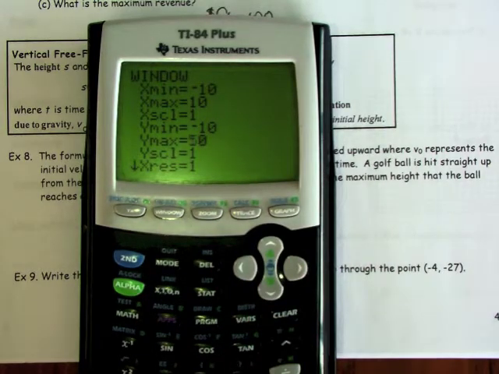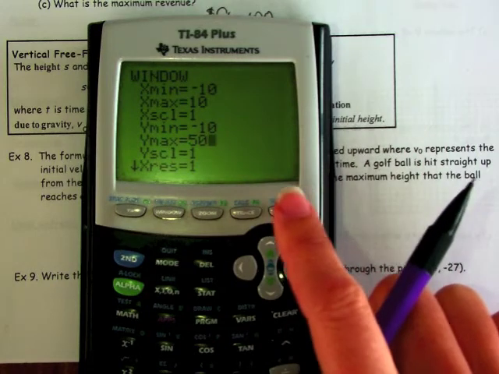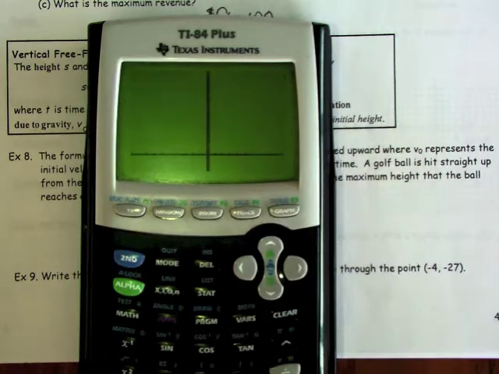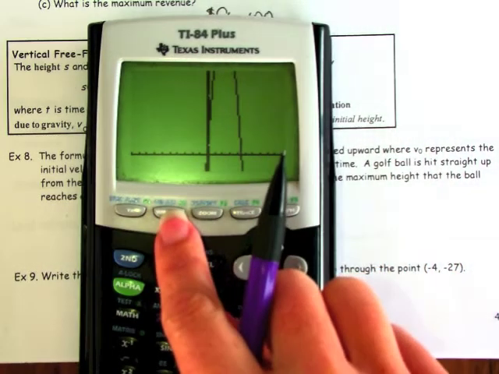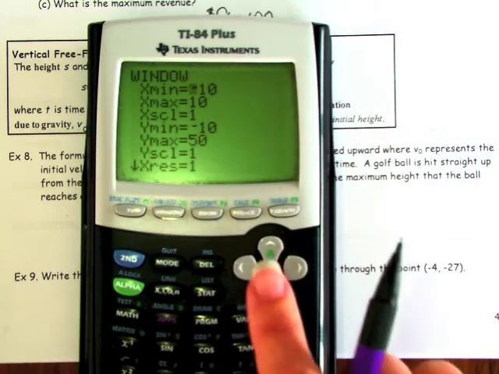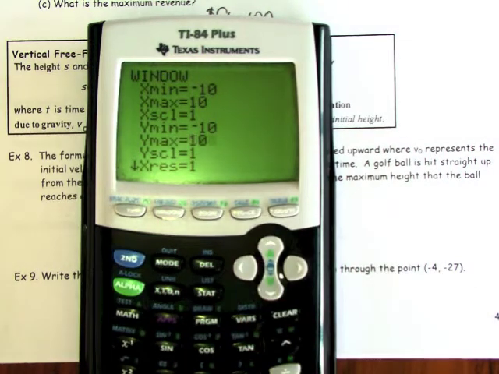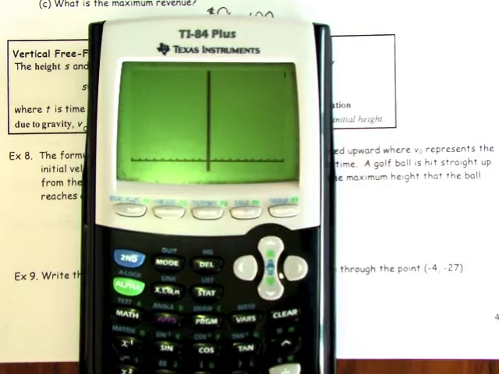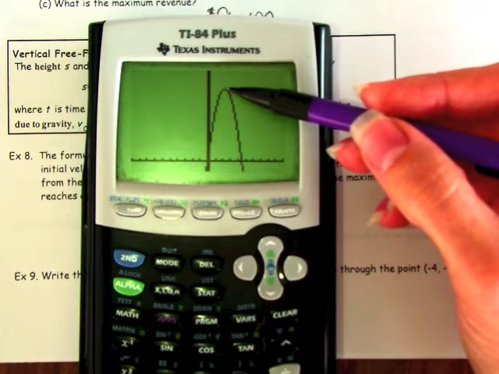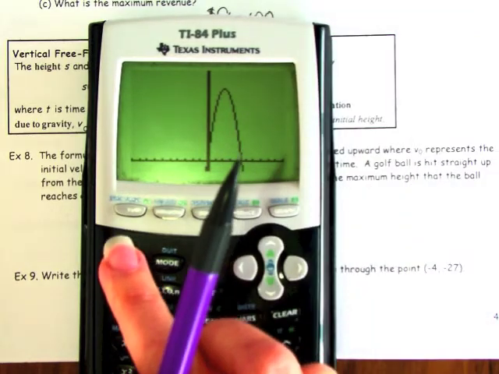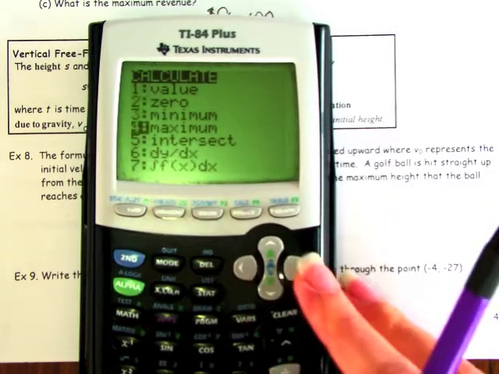I'm just going to go ahead and jump to 50. See if that's enough. Probably is too much. Oh, I'm wrong. It's not too much. All right, so we need to go a little higher with our window. We can make it go up to 100. And there we go. We see our full parabola. We want to know the maximum. Whenever the problem's asking for a maximum, we want to find that maximum. So let's calculate the maximum.